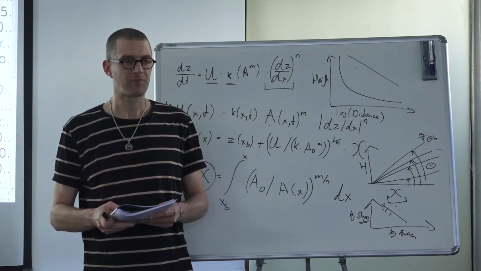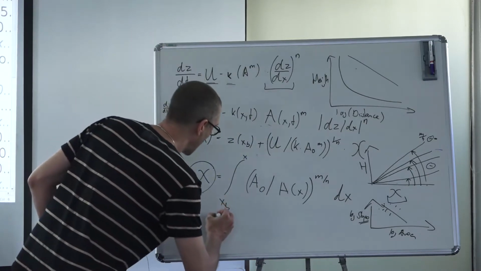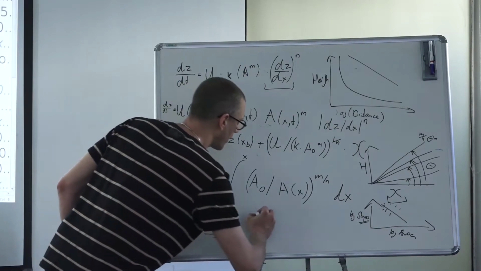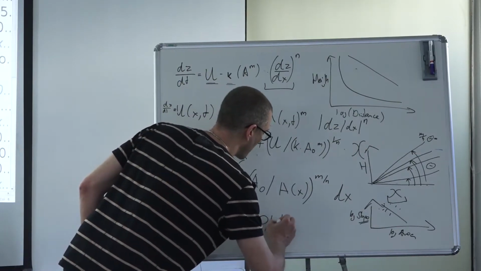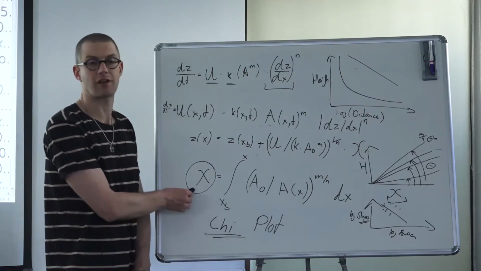Okay? So the whole analysis is called usually chi analysis, or a chi plot. Okay? So that's just the name of that Greek letter. Okay?